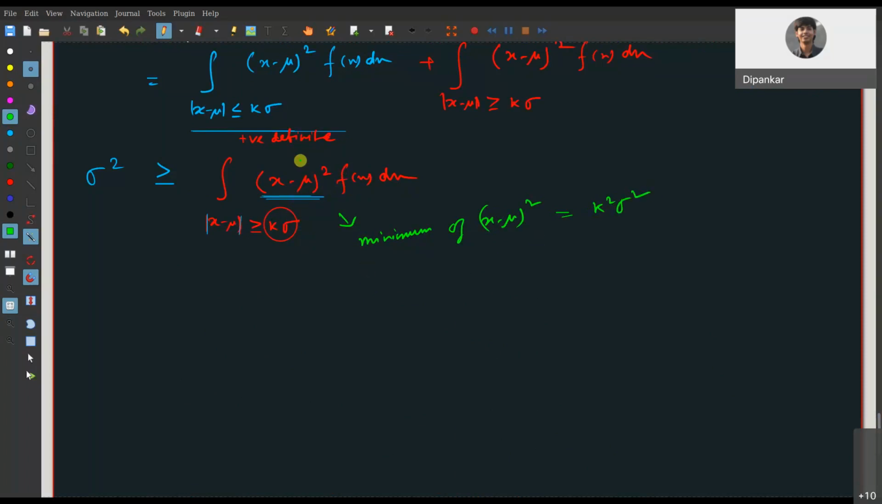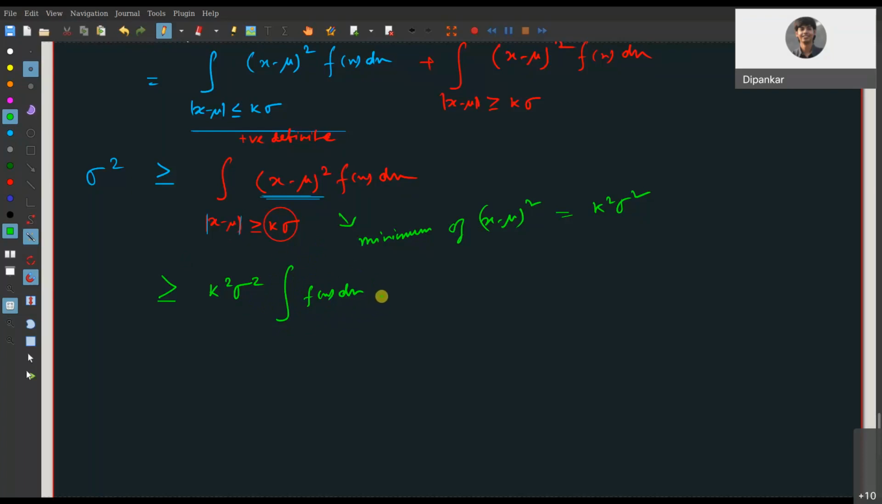So the integration has a minimum value of k square sigma square, taking it to be k square sigma square everywhere and taking it out, times f(x) dx. Because I am taking the minimum value of (x minus mu) whole square everywhere in the region of integration and taking it out, the thing that is left is this f(x) dx that you are integrating over. And this thing also is less than or equal to 1.